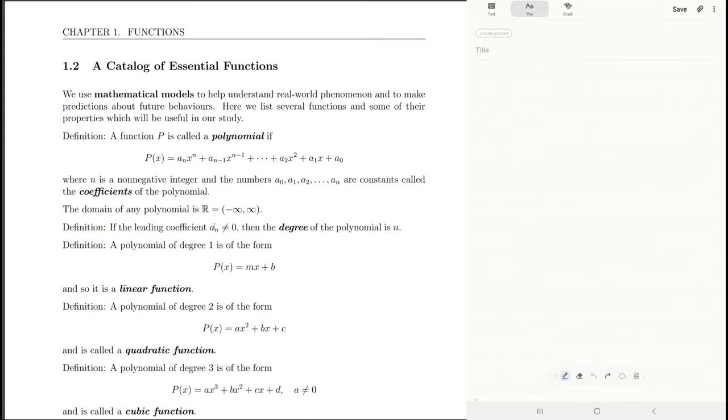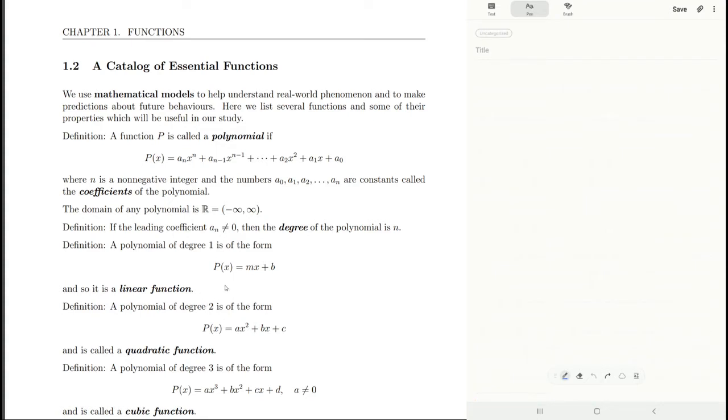Now if the leading coefficient, a_n, is not equal to 0, then the degree of the polynomial is n. So in other words, if we have a non-zero coefficient a_n, then the degree of the polynomial is going to be the highest power of x in the function. Now a polynomial of degree 1 is of the form p(x) = mx + b, and it is called a linear function. So the highest power of x that appears in the polynomial is 1.